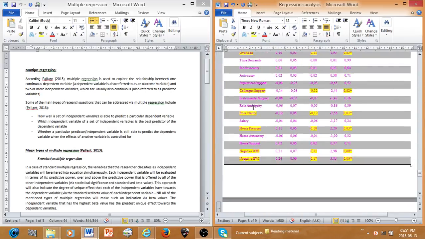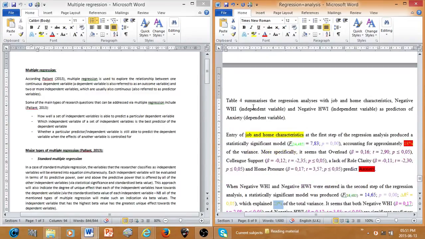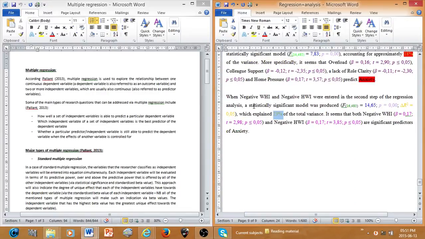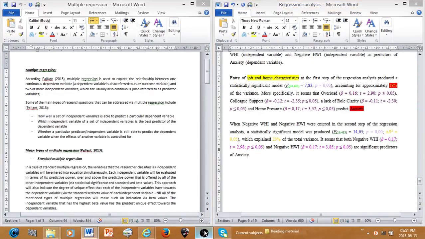So after we've mentioned the significant predictors of the dependent variable out of the first model, we then describe which of those added in the second model are also significant predictors of anxiety. And I believe that if none of them are, then we'd say neither negative work-home interaction nor negative home-work interaction were suggested to be significant predictors of anxiety. So there you go. That's another example of multiple regression analysis. I trust that it's helped.